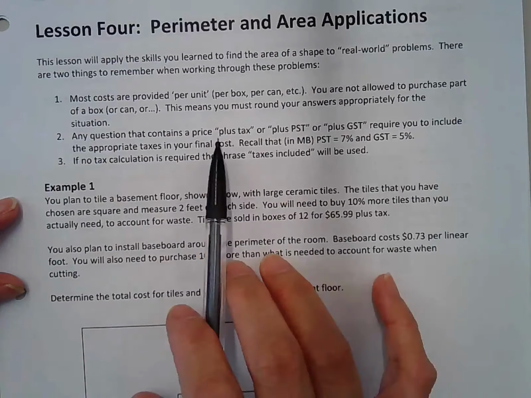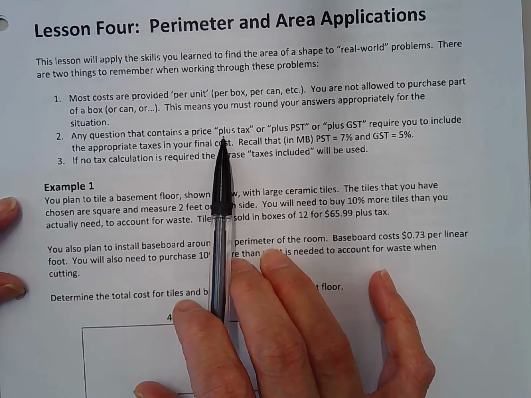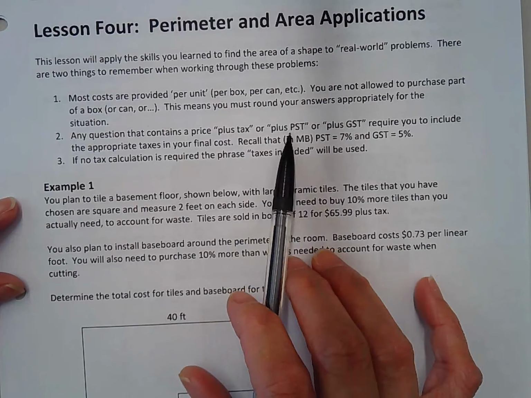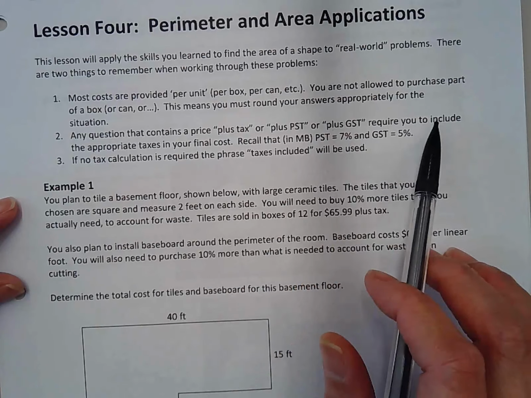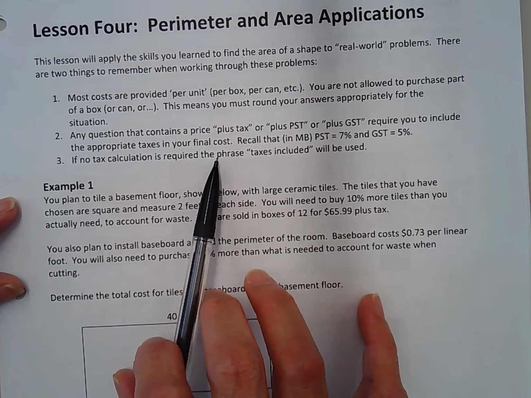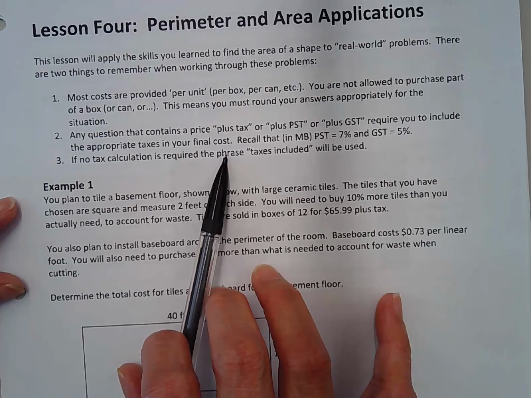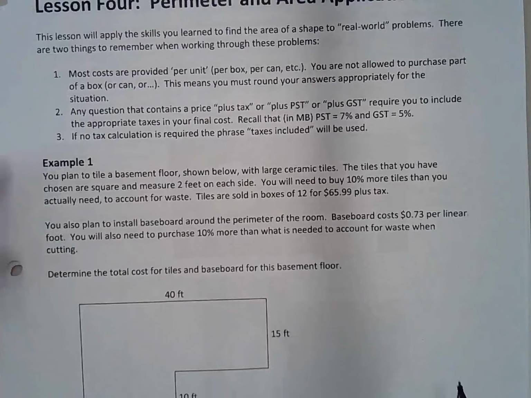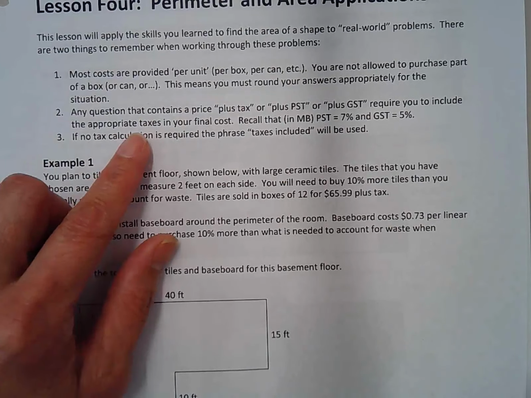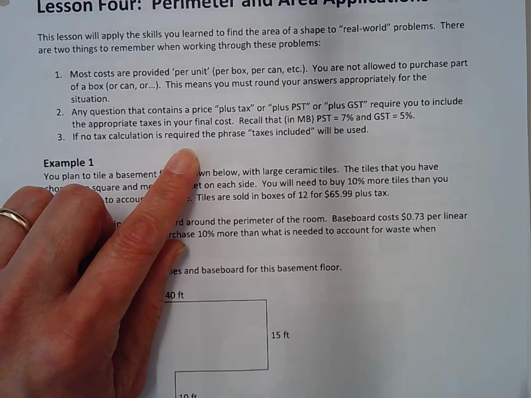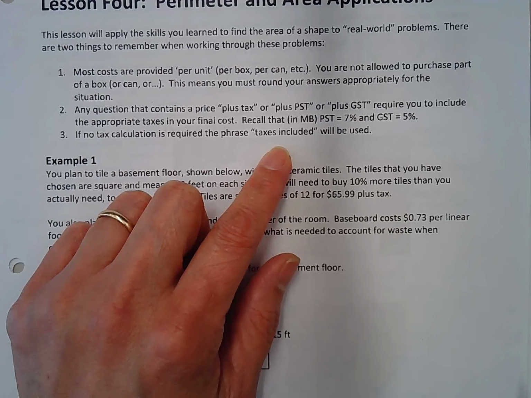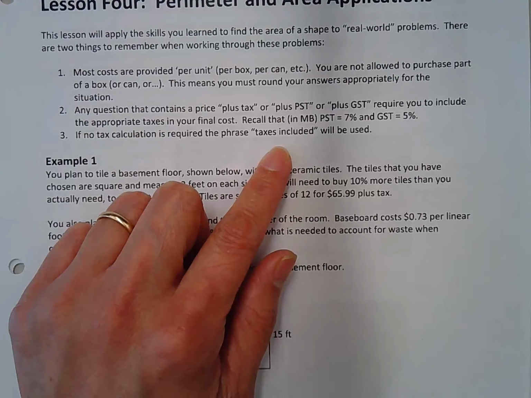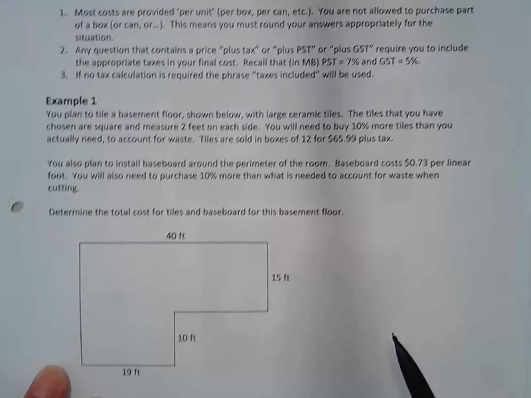Any questions that contain the price plus tax, or plus PST or GST, means you are required to include the appropriate taxes in the final cost. So we'll talk about that. In Manitoba, the cost for PST is 7% and then 5% for GST. If it says no tax calculation is required, okay. If it says taxes are already included, then you don't have to include them anymore. That's just a preamble.